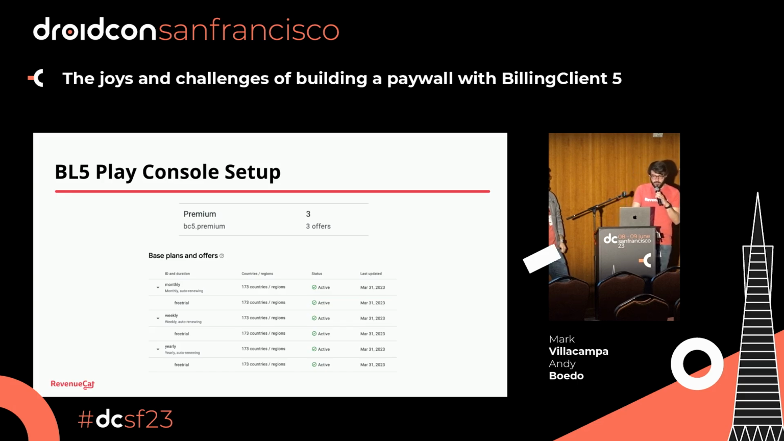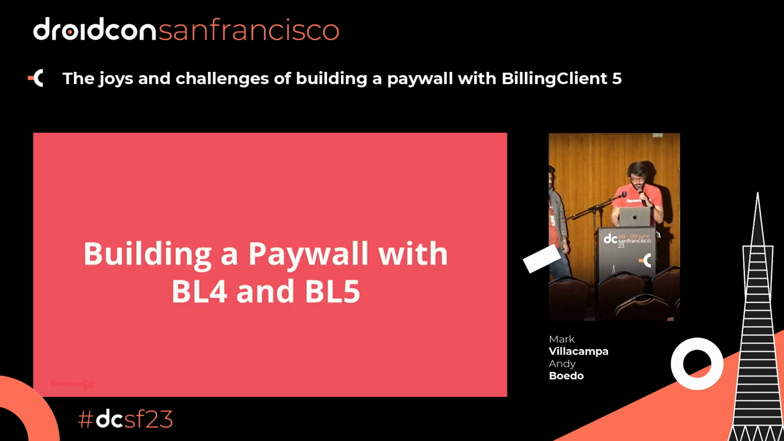Again, only for the premium tier, I would have only 1 subscription configured in Play console, and inside I would have the 3 different base plans with different subscription offers. Let's see how this looks in code. We'll go first through the Billing Library 4 example, and then we'll update it to Billing Library 5.